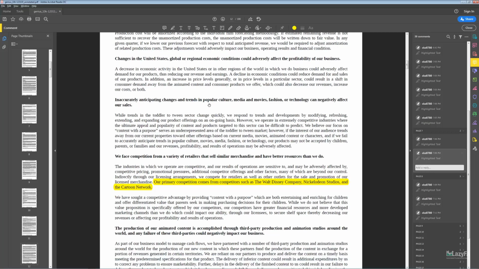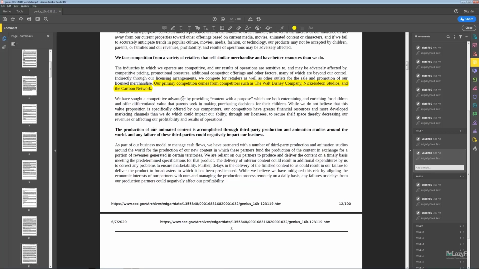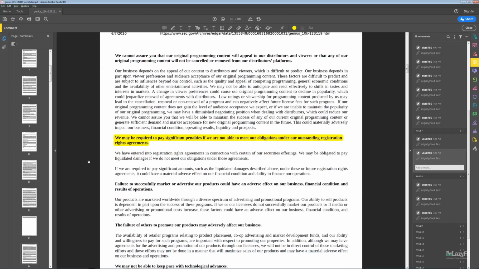Inaccurately anticipating changes and trends in popular culture could negatively affect our sales. Duh. So some of these things are just kind of boilerplate, but as you go through these risks, you want to look out for the ones that are specific to that business and are really focused on them and not just sort of generic, well, if the shit hits the fan, we might lose money, because that's going to affect every business the same. So that was another one, specifically about the competition.